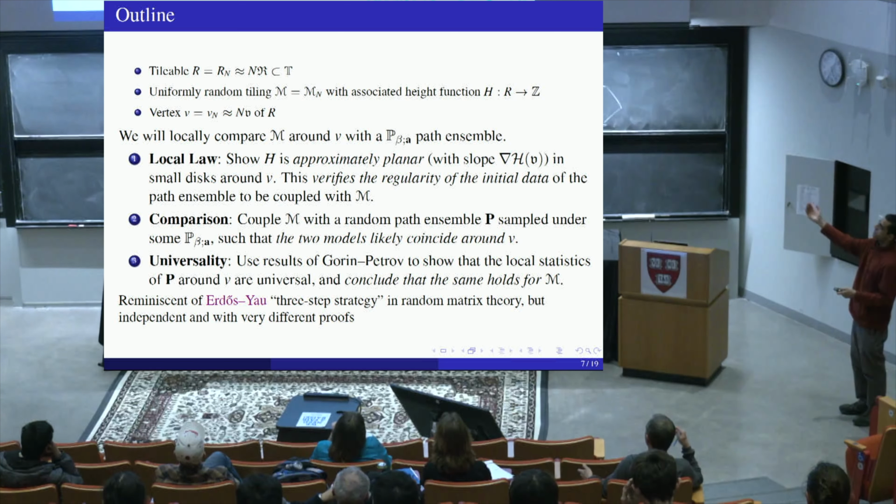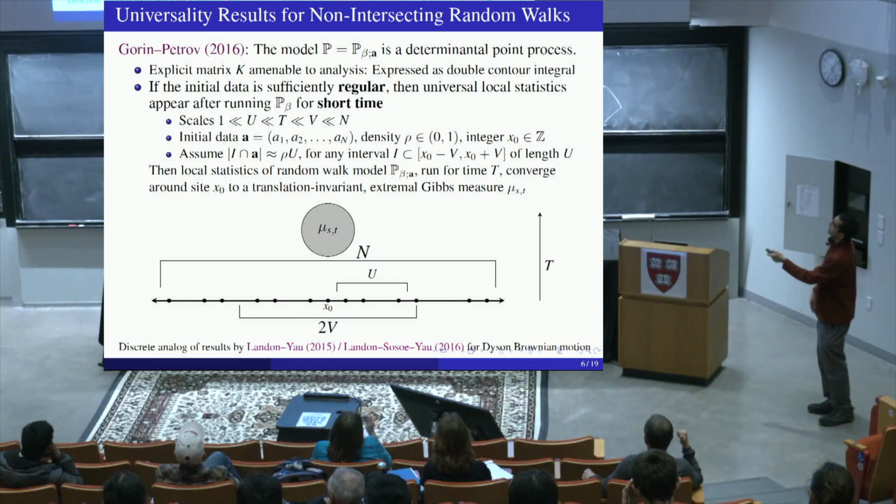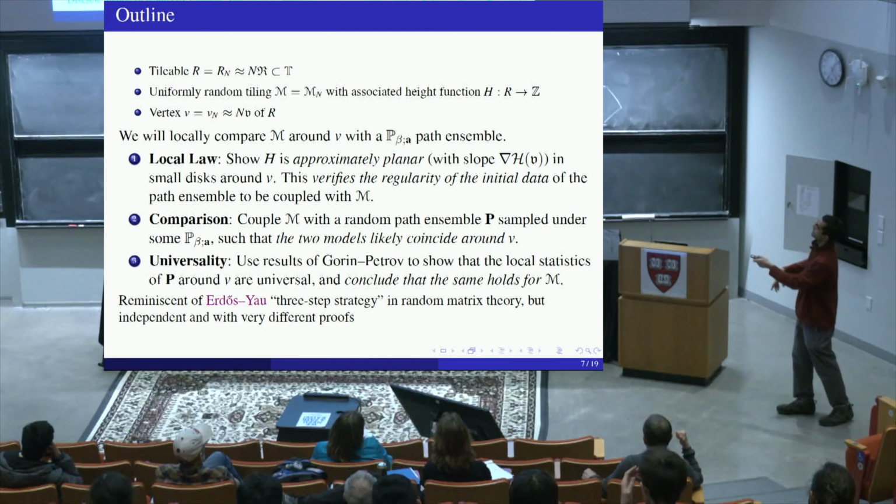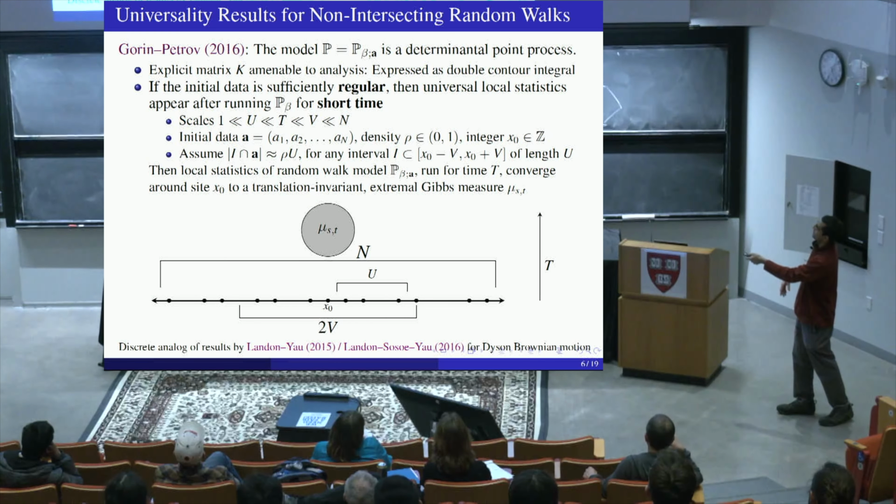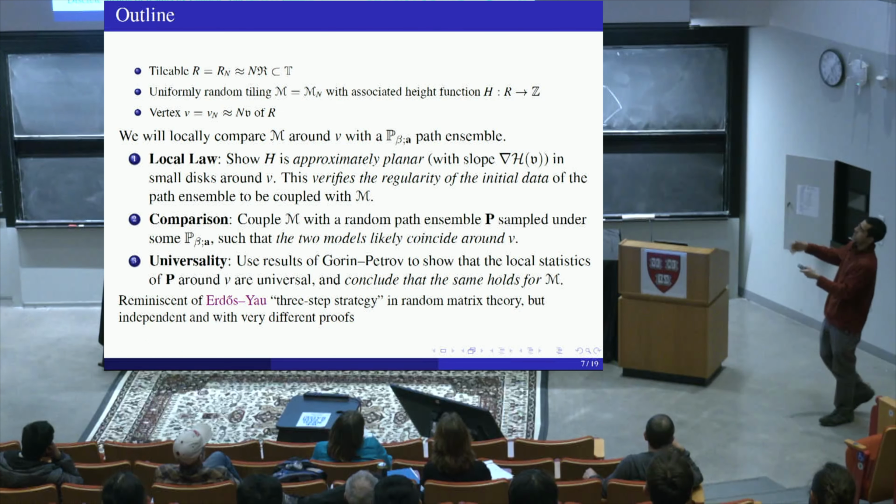So what this will eventually do in practice, it will verify this condition here. It will verify the regularity of the initial data. What you'll see is that the locations at these starting points are going to be approximately linear. This local law will basically verify that the initial data here is approximately linear with a given slope.